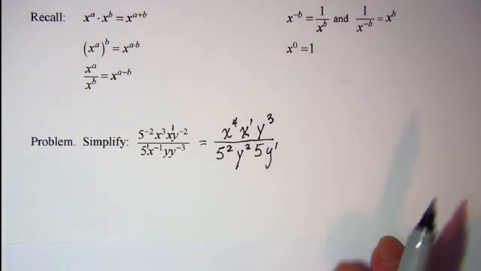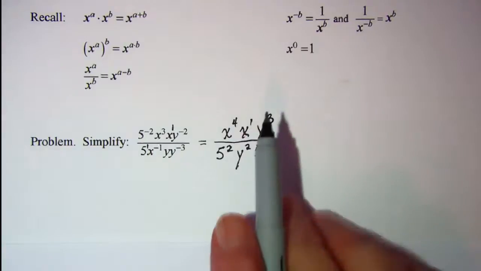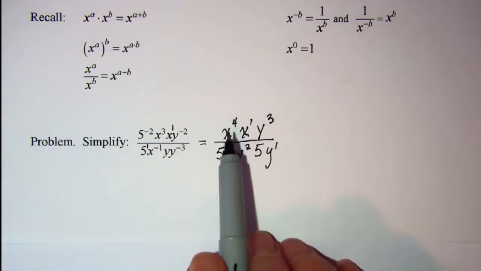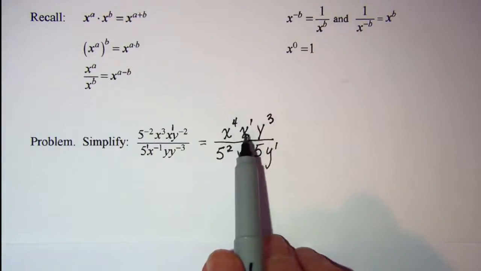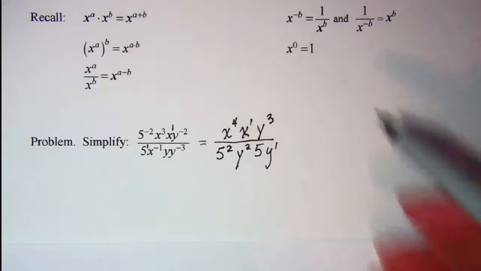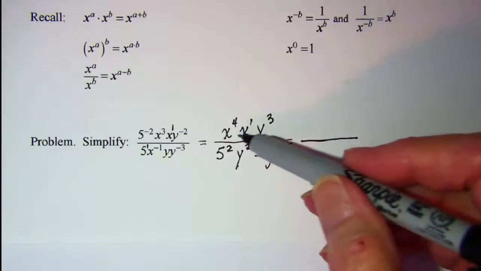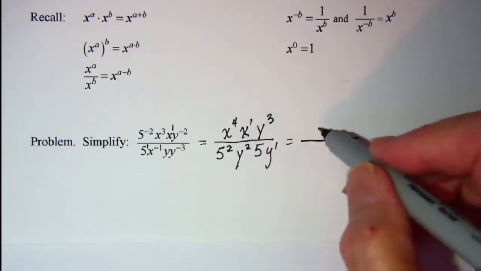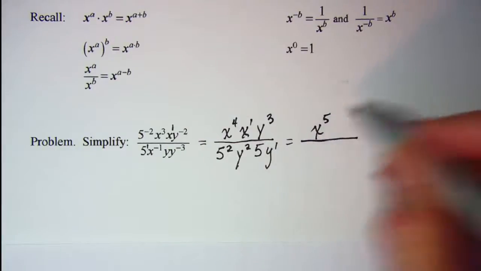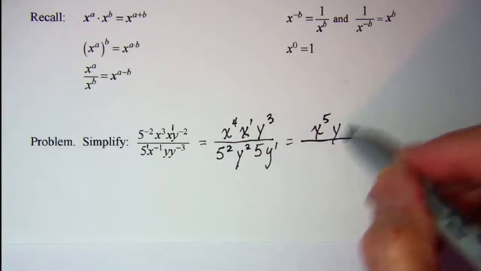Now there are different ways to attack these kinds of problems. This is just one way, the moving up and down. Alright, now I see that I have x to the fourth times x to the first, so I'll use this first rule that says I can add those exponents together. So these two factors, when I put them together, become x to the fifth power. And then I'll just copy this y to the third power.